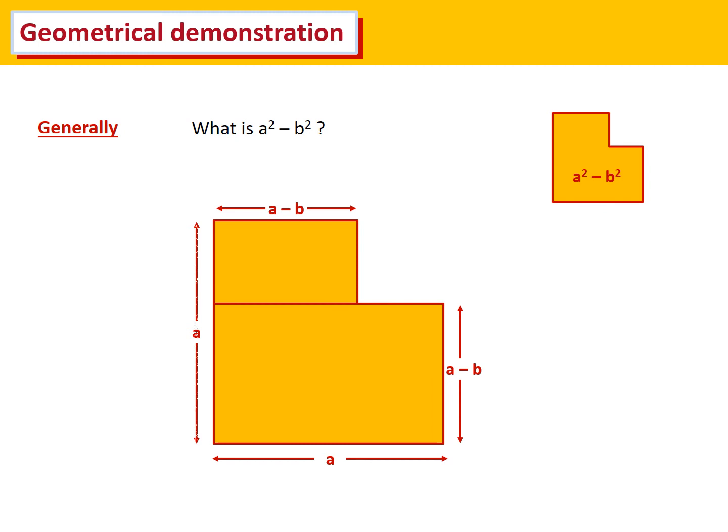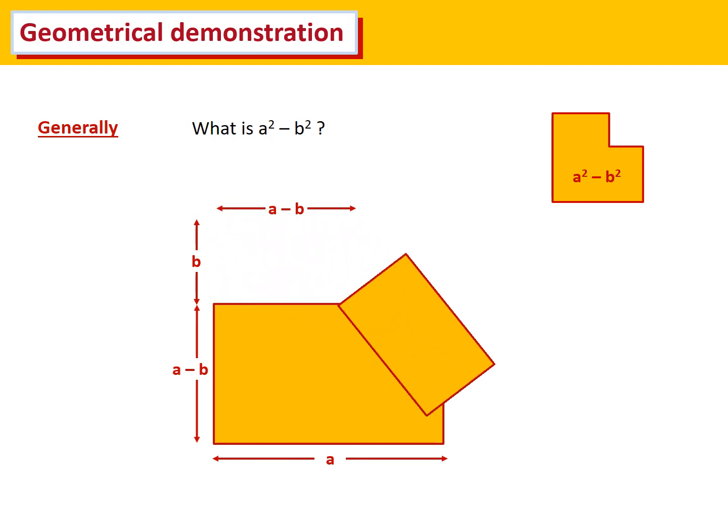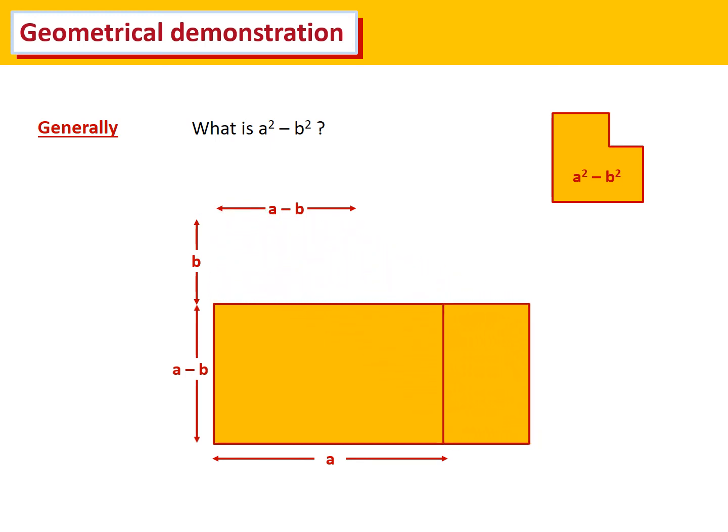If we then, just with a little bit of rearrangement, put some dimensions on there. Clearly this length was a minus b, so it's the same on this side, a minus b. And this length here was b, so clearly that's b there. Now I'm going to take that top left-hand block and replace it down on the right-hand side. Now the question is, how big is the rectangle that we have now formed?